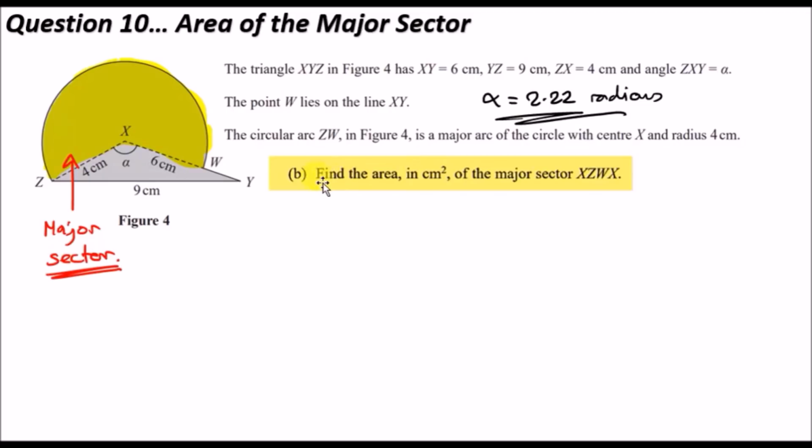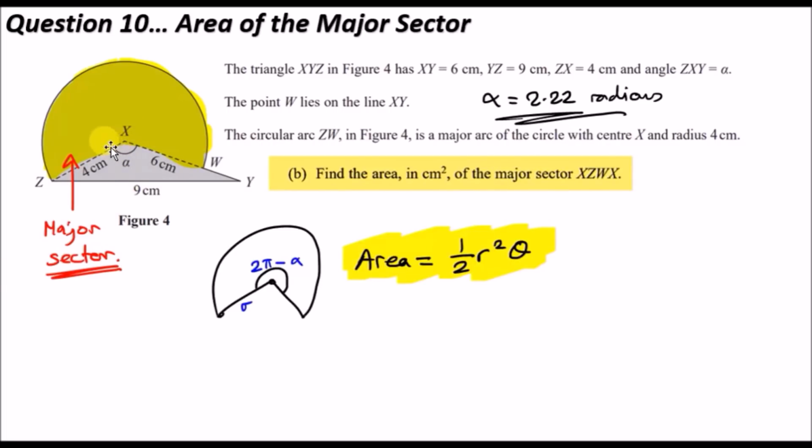Now it tells us here that we need to find the area in centimeters squared of the major sector XZWX. In other words, this is the whole area I'm shading right now. So this is the major sector. Now the only problem here is that the angle we calculated here is alpha, and when you work with a sector, you need to find the actual angle that's required. So we need to find the angle inside. Now recall that the angles around a point must add up to 360 degrees, or in this case 2 pi, because 2 pi is 360.